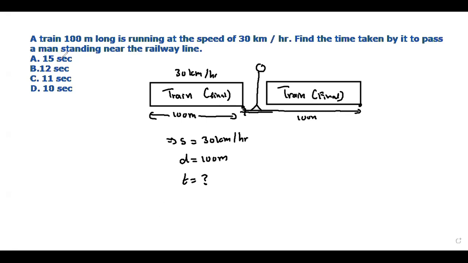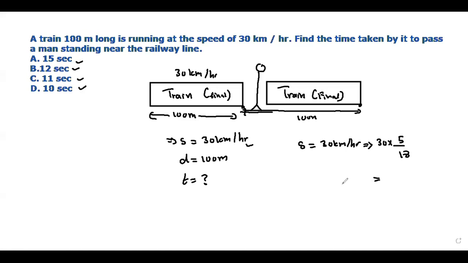All right. Now, when you see this question, the time is given in options in seconds. Speed is given in per hour. Now you have to convert this speed into meter per second. So how are you going to do that? Speed is 30 kilometer per hour. To convert it into meter per second, you only need to multiply this by 5 by 18. Yes, it is 5 by 18.